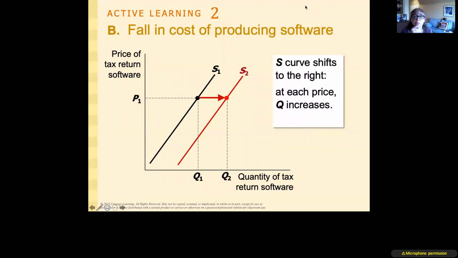That will shift the supply curve outward, because now at every price point, you can produce more than you could before. That will shift the supply curve to the right. See, it's going to the right or out. Right or out. I don't care which way you say it.